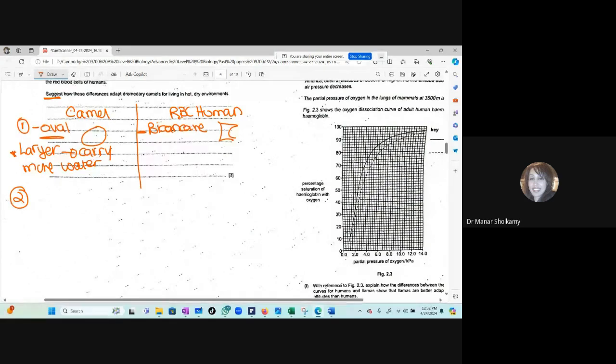So we will say the biconcave shape of the human red blood cells will store less water, because any cell, of course, contains water. So it will store or hold less water. Something else.